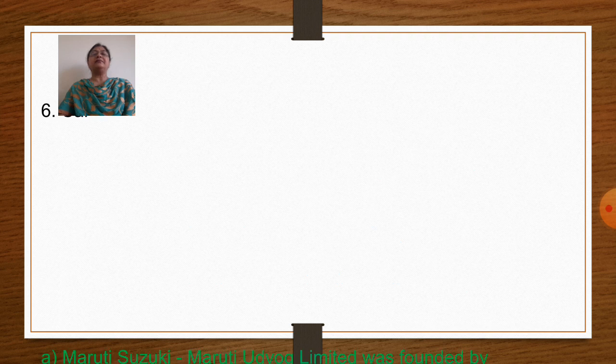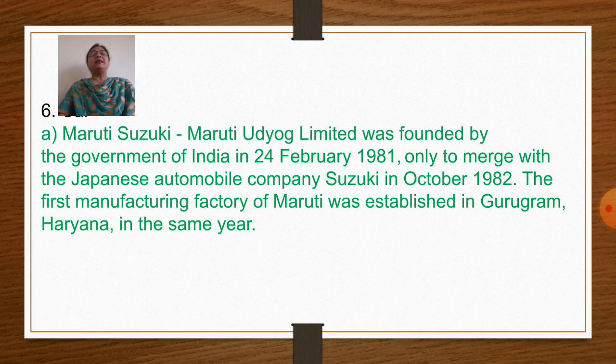Next, car. Maruti Suzuki. Maruti Udyog Limited was founded by the Government of India on 24th February 1981, only to merge with the Japanese automobile company Suzuki in October 1982. The first manufacturing factory of Maruti was established in Gurugram, Haryana in the same year.